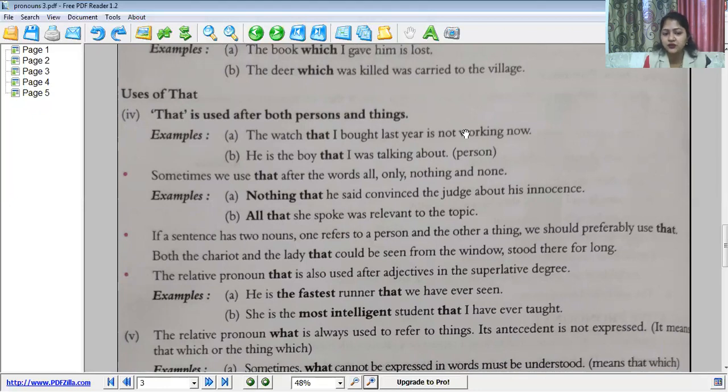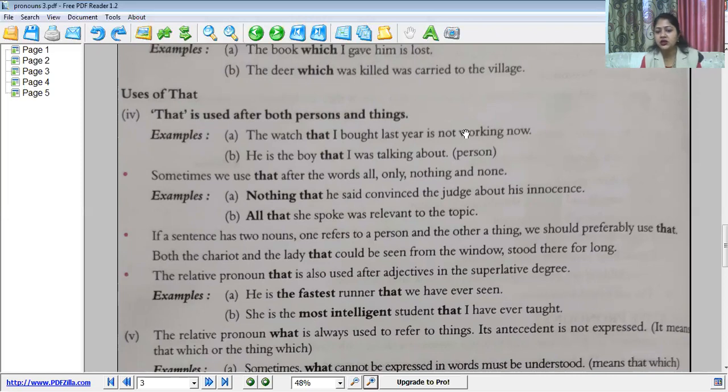Now the relative pronoun that is also used after adjectives in the superlative degree. Positive, comparative, superlative. Superlative is the highest order or the highest degree of comparison, and we use the superlative degree with the. He is the fastest runner that we have ever seen.